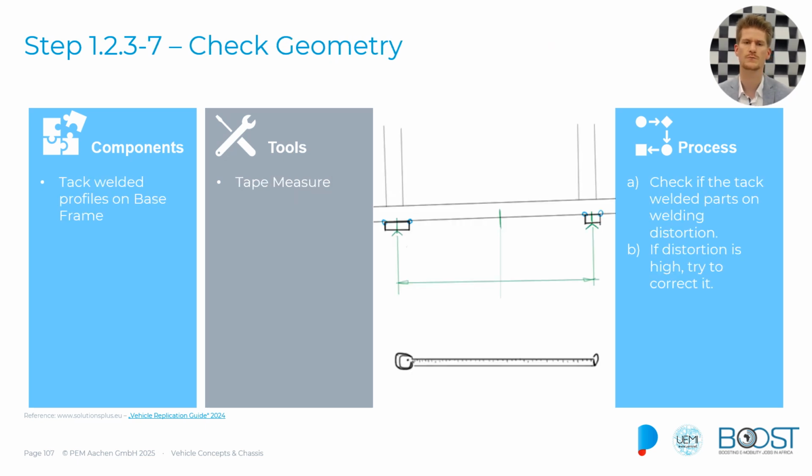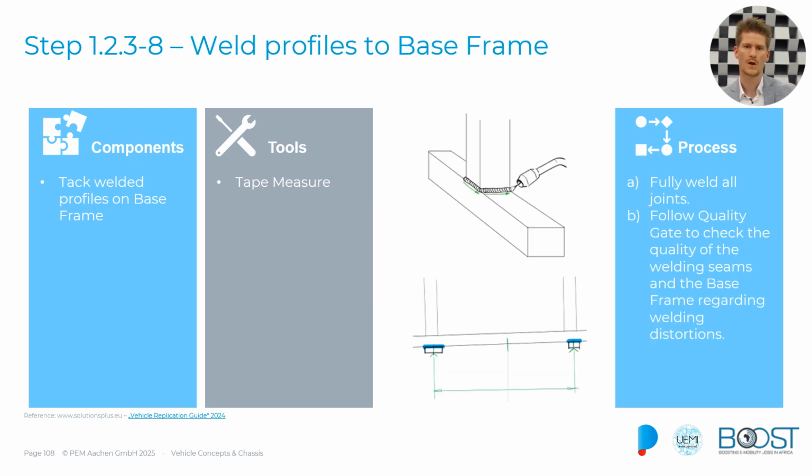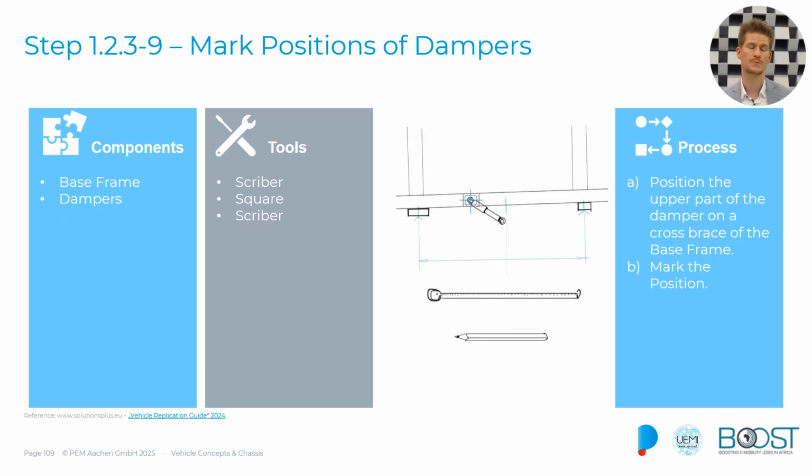As is mandatory afterwards, we will check the geometry, just to make sure that this is in the position that you actually wanted it to be. If there is some distortion, start to correct it, and if everything is right, we can then move on to welding the profiles fully to the frame. Once this has been fully welded, please check that the seams are up to standard and quality.